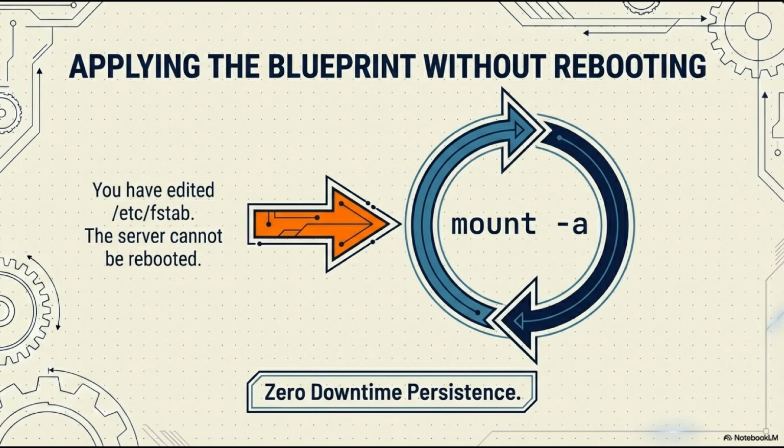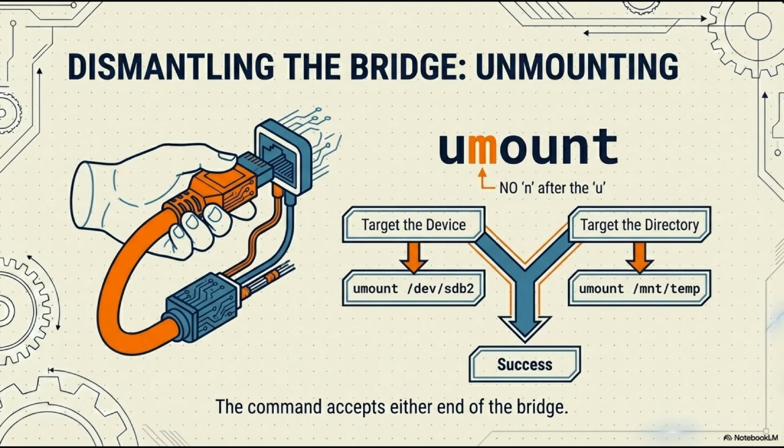Okay, so eventually all bridges must come down. Slide 10, dismantling the bridge. The command is umount. I want to pause on the spelling. Look at it on the slide. U-M-O-U-N-T. There is no N after the U. I have been doing this for over 20 years, and I still type unmount sometimes. It is the single most common typo in Linux admin work. It's not English, it's Unix.